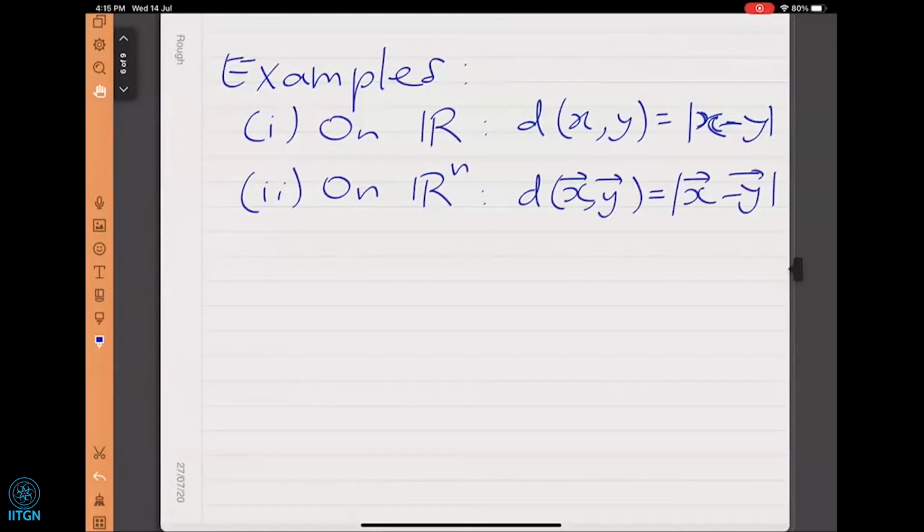Again, on R, I could invent some completely weird metric if I wanted. Then it would be a new metric on R. I can do that on any space. There's nothing like a unique metric on a given space.